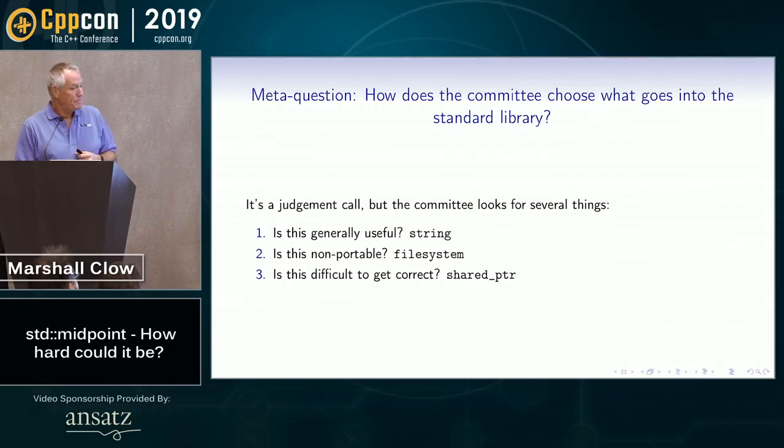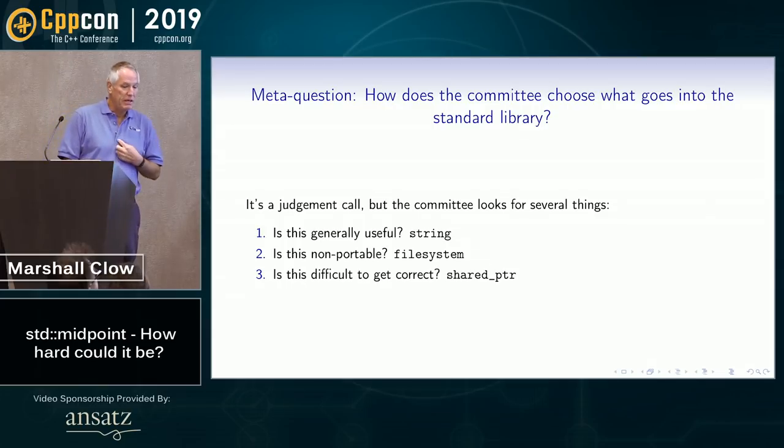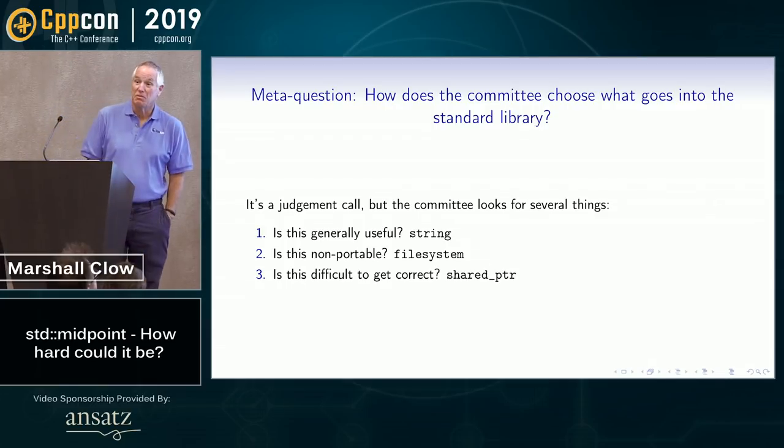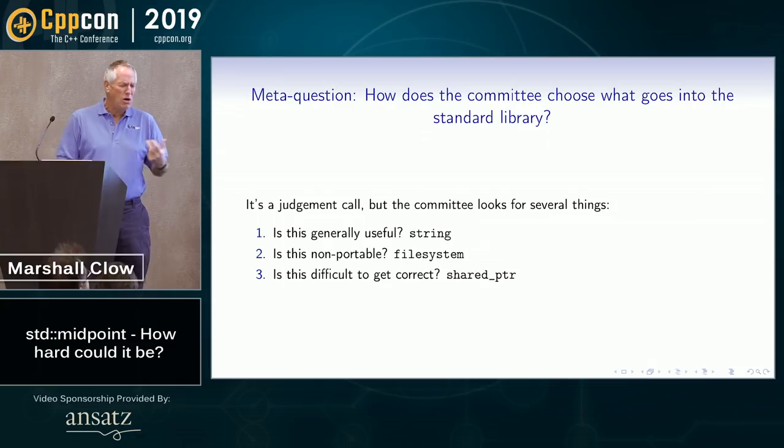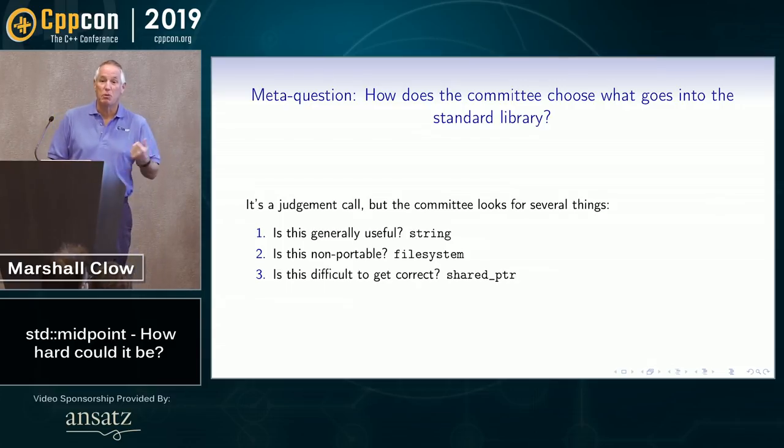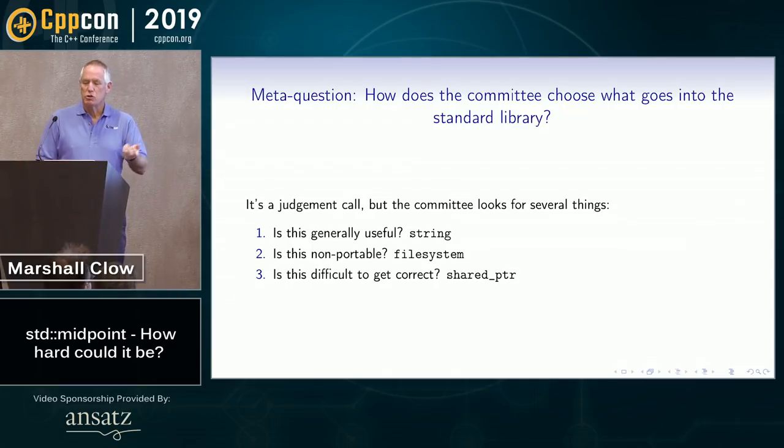Okay, before we get to std::midpoint, I wanted to give you a bit of information, a kind of meta discussion: how do things get into the standard library? Well, the easy answer is people propose them and we decide whether or not to put them in. But the more interesting question is, how do we choose what is, I don't want to say worthy, because that's not the right word, what is appropriate for putting in the standard library?